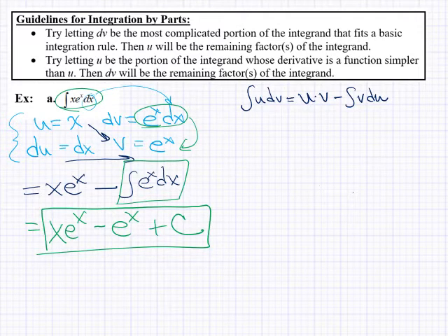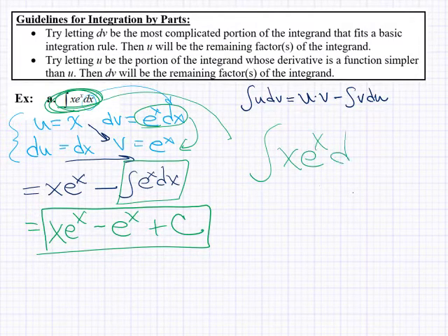Now, a couple of things need to be said here. One, why did I use integration by parts on this in the first place? That's the one thing you're going to have to start getting used to: when should I apply integration by parts? Well, let's look at this. x e to the x dx. Do I have any other options?